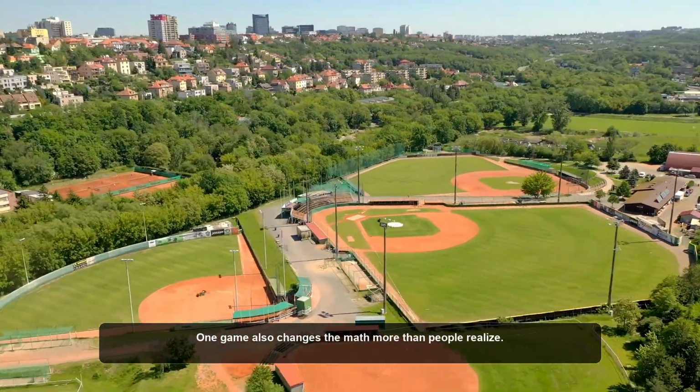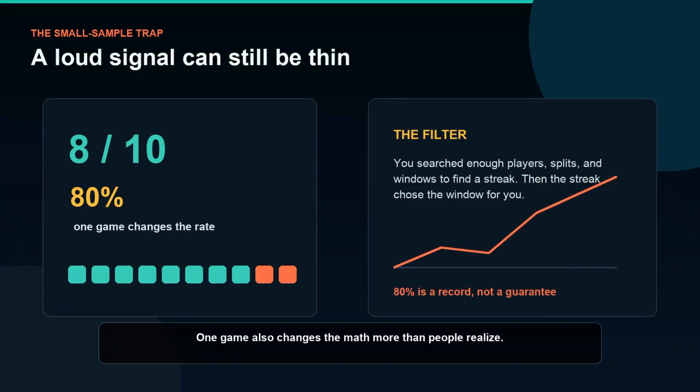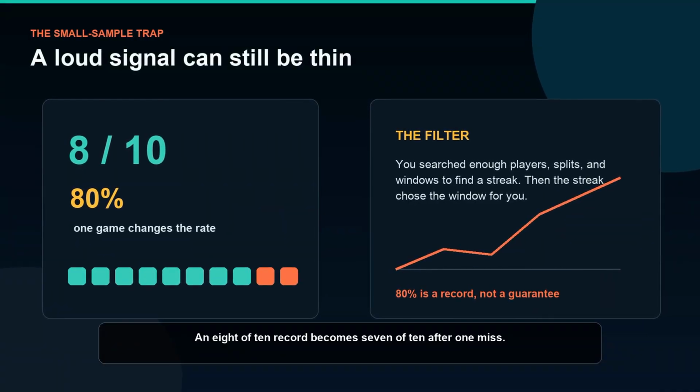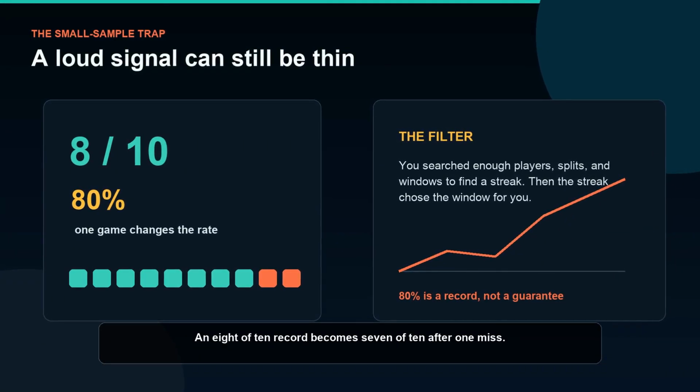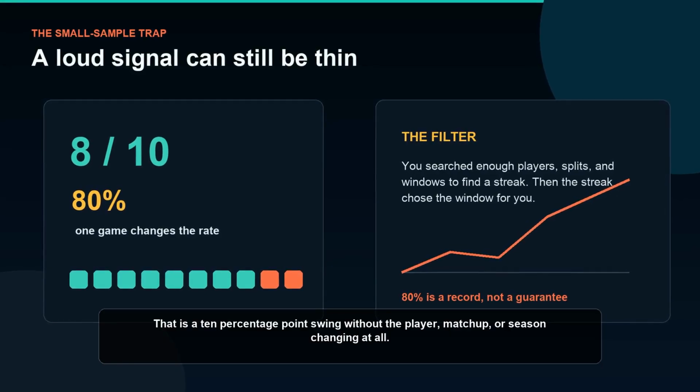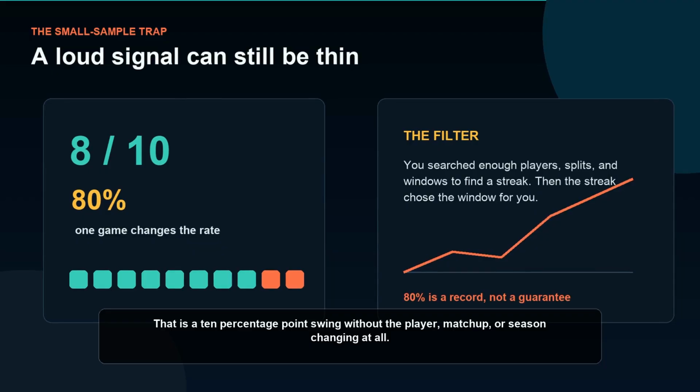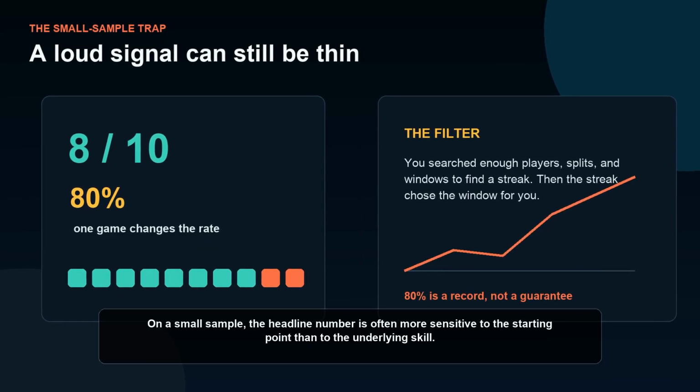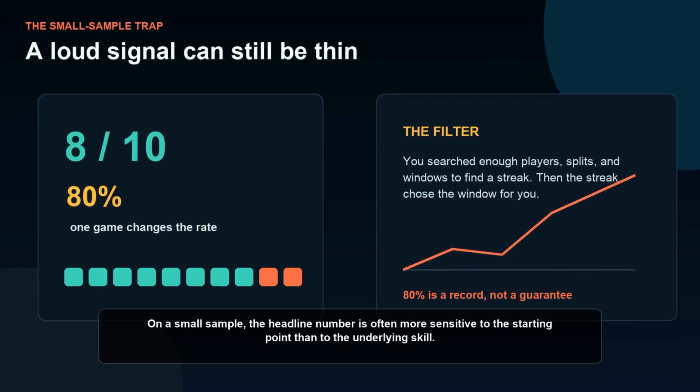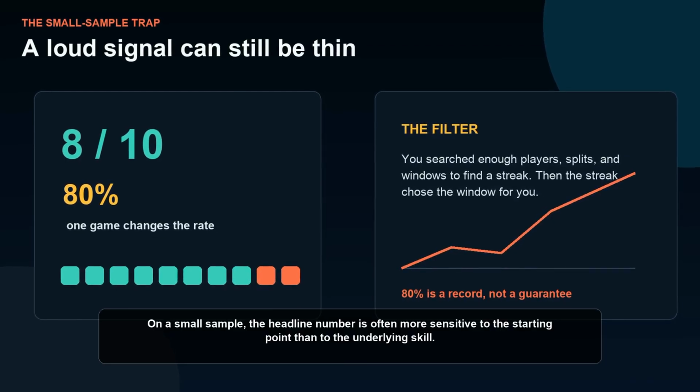One game also changes the math more than people realize. An 8 of 10 record becomes 7 of 10 after one miss. That is a 10 percentage point swing without the player, matchup, or season changing at all. On a small sample, the headline number is often more sensitive to the starting point than to the underlying skill.